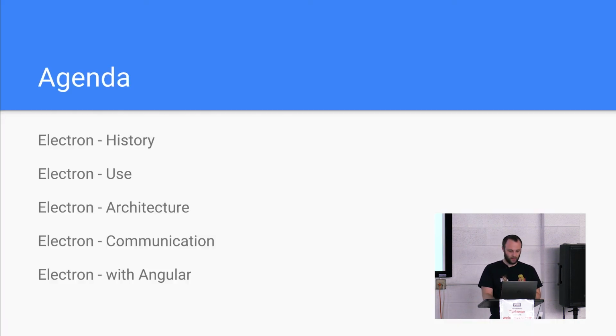So let's jump right in. This is the agenda of what we're going to have. We'll do a little bit about the story, because I have a tendency of trying to explain why it's there, because there's a reason for this kind of tooling. How it's used today, because it's not something that is barely used, and it's quite a big platform today. A bit of architecture on how it works under the hood. Some time on communication, so how do you handle communication with Electron? And last but not least, how you can actually play Angular along with Electron.